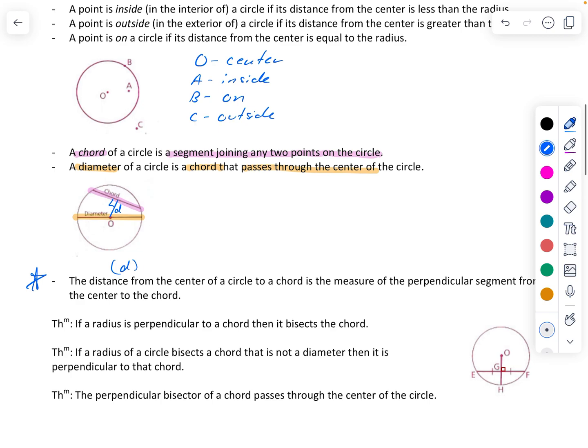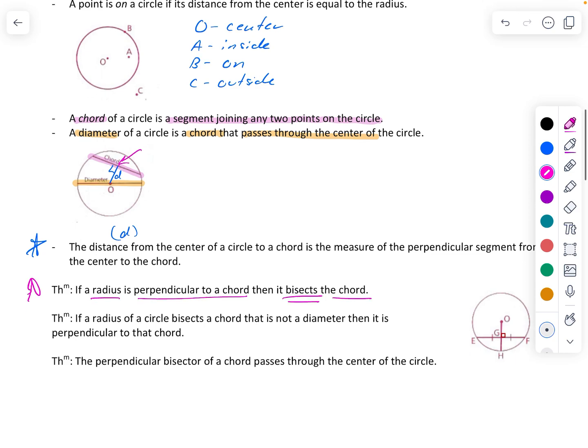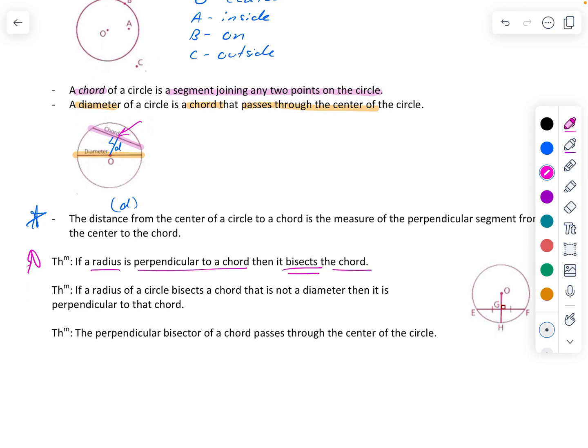Now, if a radius, this is really important too, we use this a lot. If a radius is perpendicular to a chord, then it bisects the chord. And so on our picture above, that chord that I just marked the distance to, D, would be bisected. It would cut that chord in half right here where it intersects that chord. Now, the converse is also true. So if a radius of a circle bisects the chord that is not a diameter, then it is perpendicular to that chord.